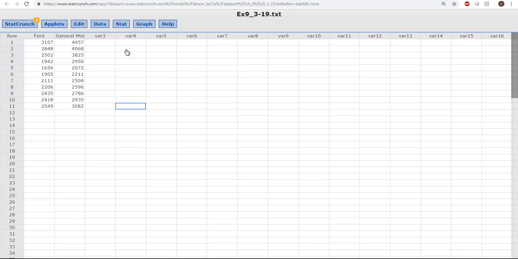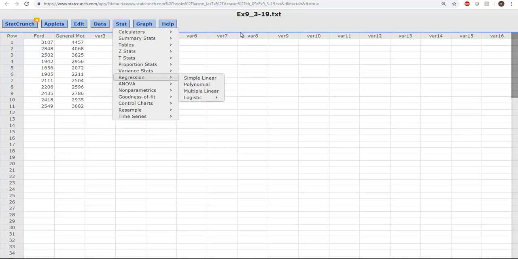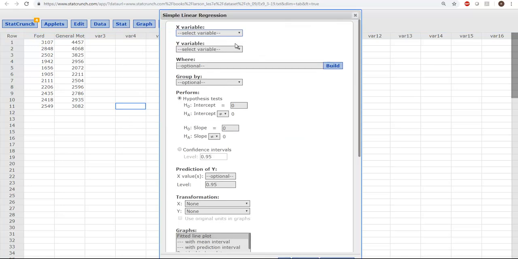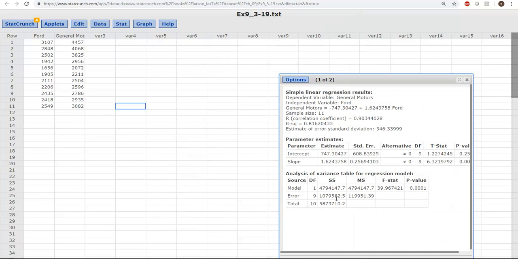So to find the coefficient of determination, we want to go to the same place we went to when we found the regression equation. So I want to click on Stat, scroll down to Regression, and select Simple Linear. For this problem, the X value represents the new vehicle sales for Ford, so I'm going to select Ford, and the Y variable represents the new vehicle sales for General Motors. All right, and we can leave everything else alone, and at the bottom of my screen, I'm going to click on Compute. So let's take a look at the output table.